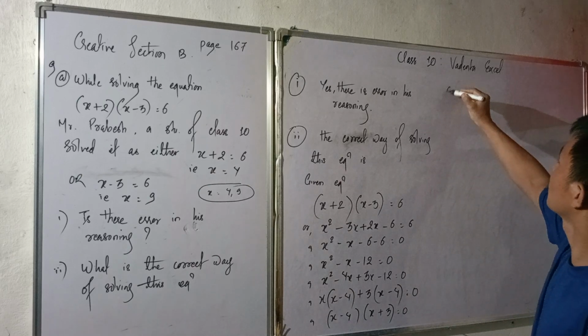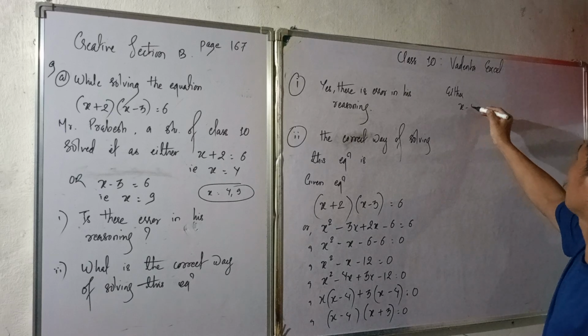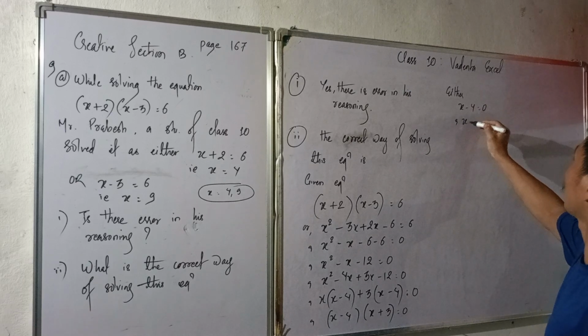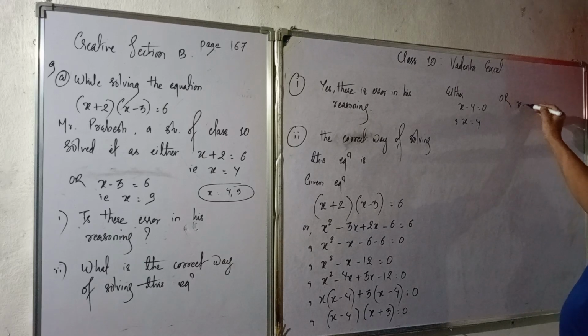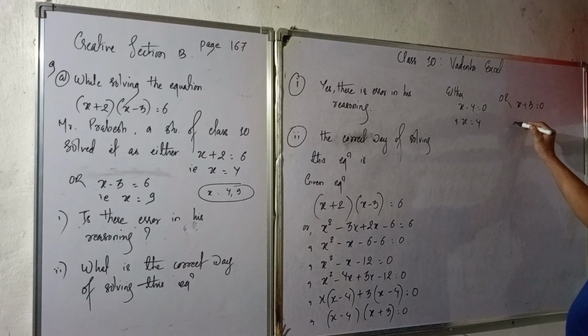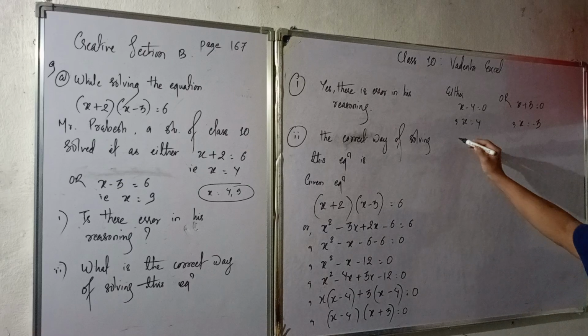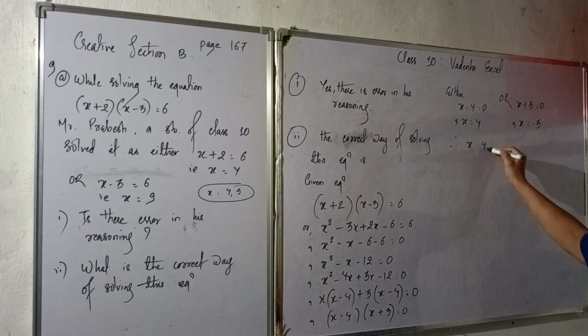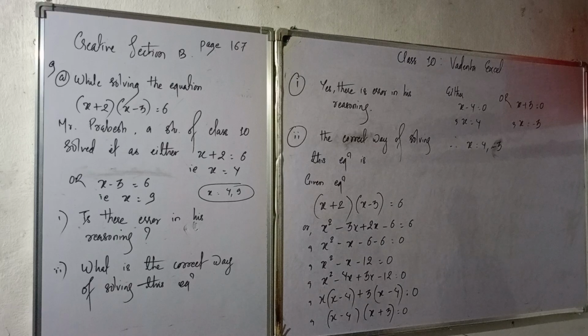Now either x minus 4 equals 0, or x equals 4, or x plus 3 equals 0, or x equals minus 3. Therefore, x equals 4, and our other number is minus 3.